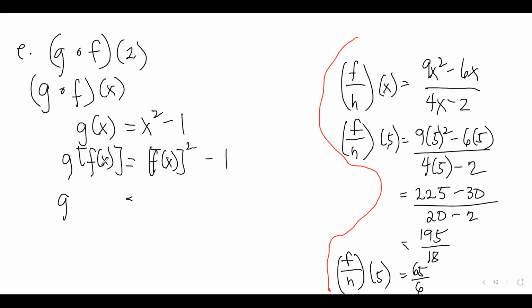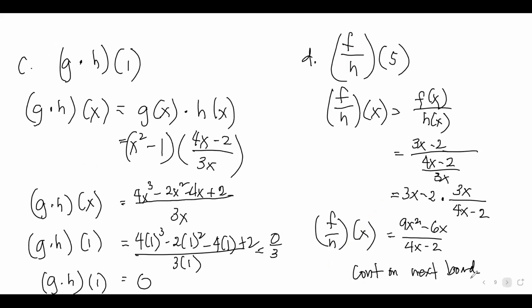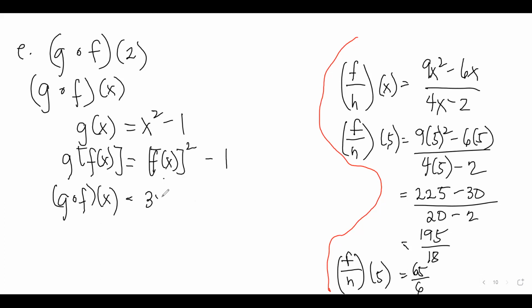So, yung G of F of X can be written as G of F of X. Ano yung F of X? Saan ang F of X natin? 3x minus 2. Tama? Squared minus 1. Simplify. What is 3x minus 2 squared? 3x minus 2 times 3x minus 2.